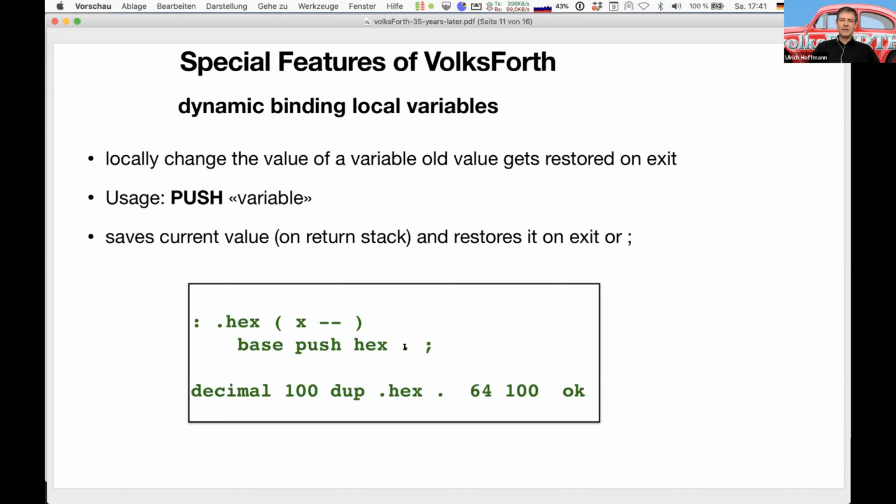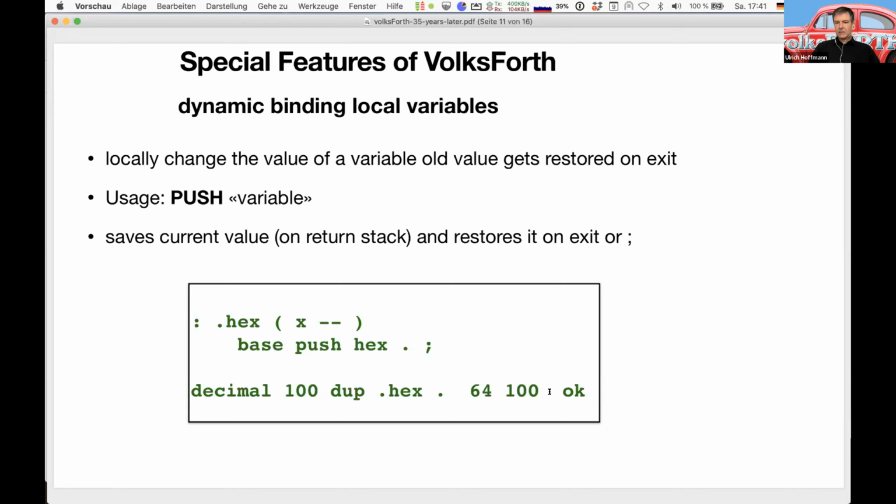Hex goes to hexadecimal, dot outputs the number in hexadecimal, and the semicolon will make sure that the old value is restored in base. So if you are in decimal and you say 100 dot hex, it temporarily switches to hex, outputs the number in hex, and restores the old value, which used to be 10 because of decimal, and the dot will actually print it in decimal, so you get the output 6400.